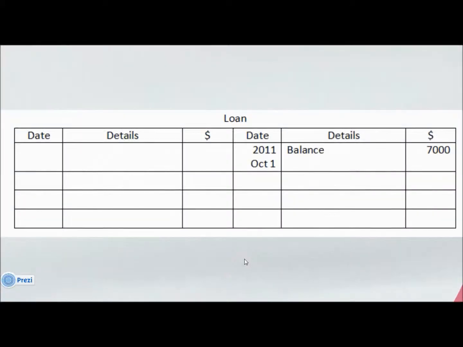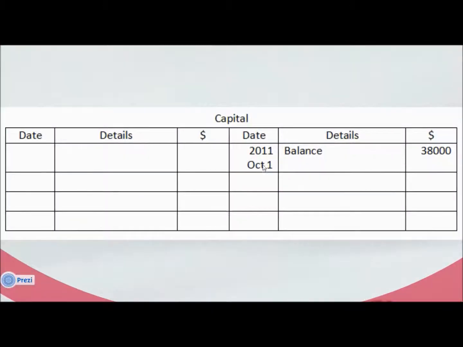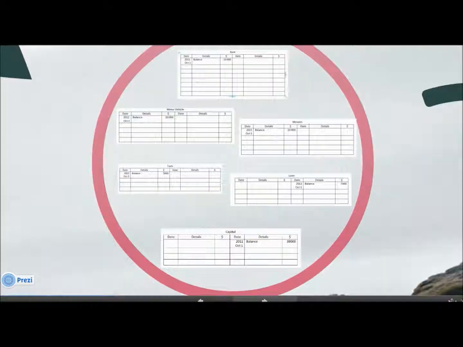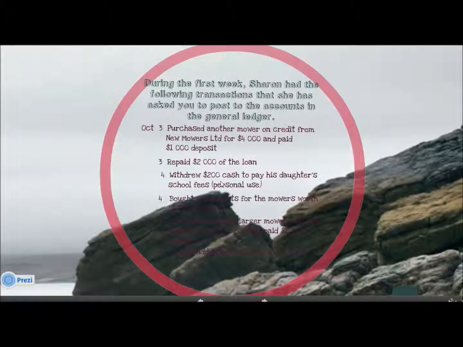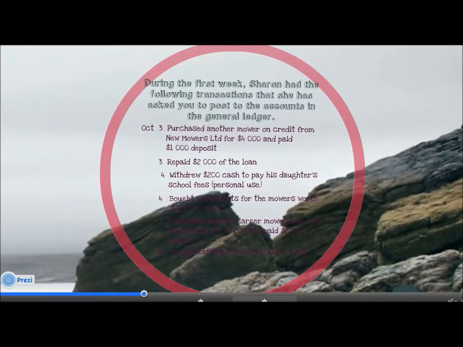And loan and capital are on the credit side. During the first week, Sharon had the following transactions, and she has asked you to post them to the accounts in the general ledger. And there are 1, 2, 3, 4, 5, 6 transactions.